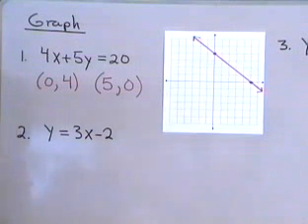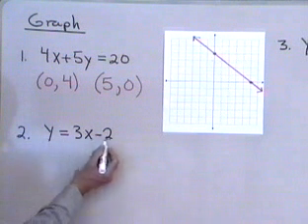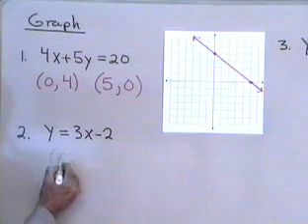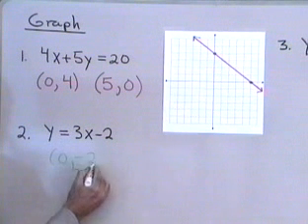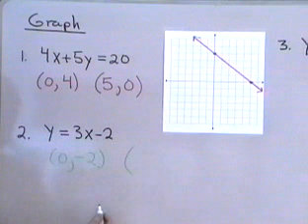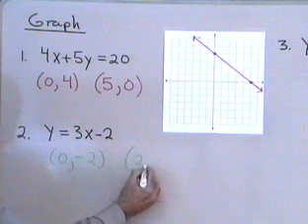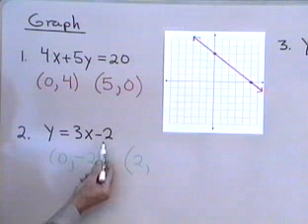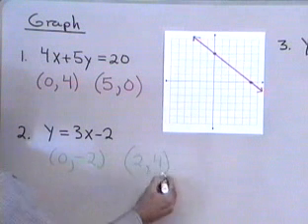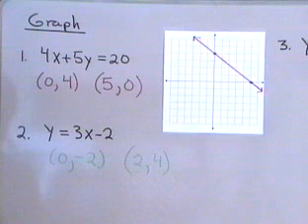y is equal to 3x minus 2. And so in this case, let's just find a couple of ordered pairs. I'll start with x equals 0, then y is equal to negative 2. And how about if we try x is equal to 2, y is equal to, let's see, 3 times 2 is 6, subtract 2 is 4. Well, there's 2 points. We could find another point if we want, but these should be good enough.